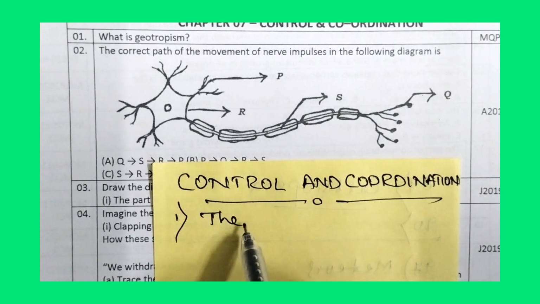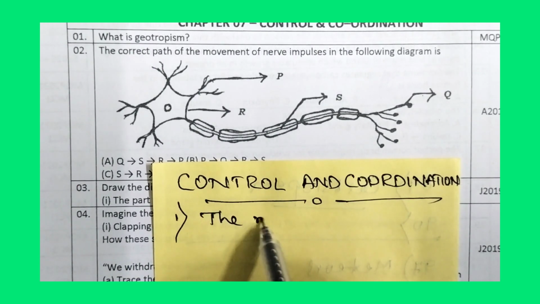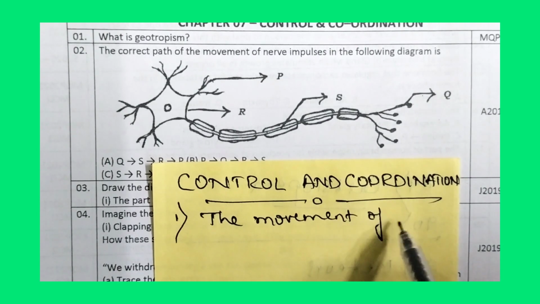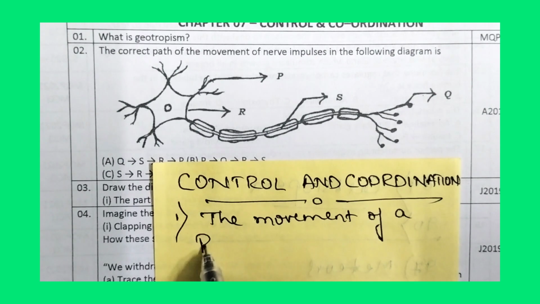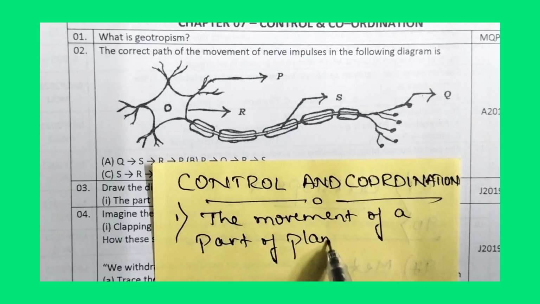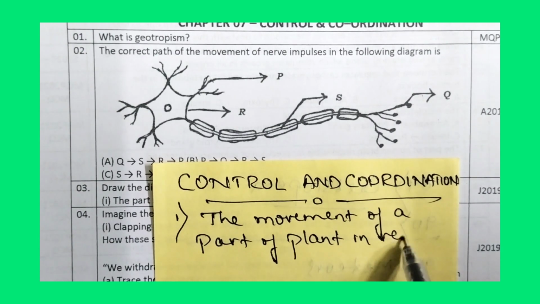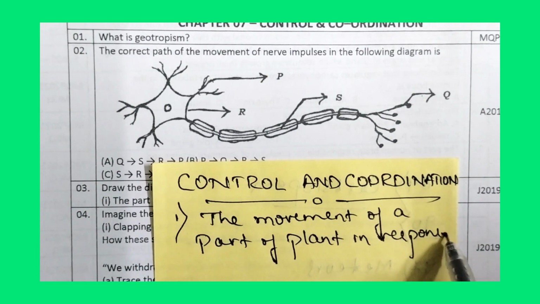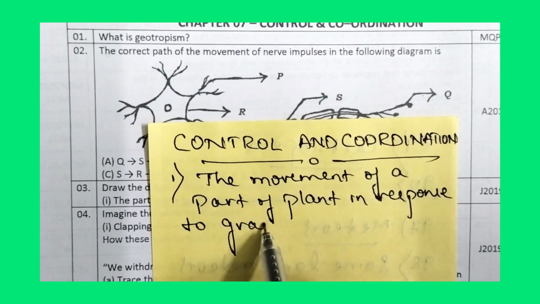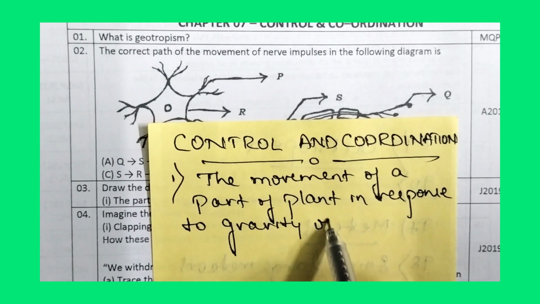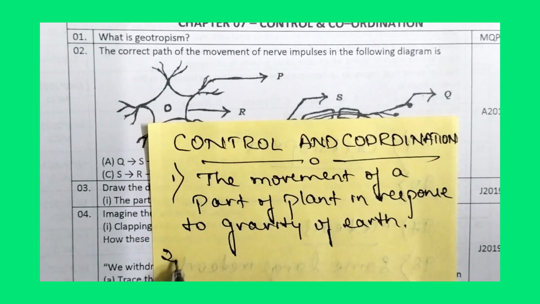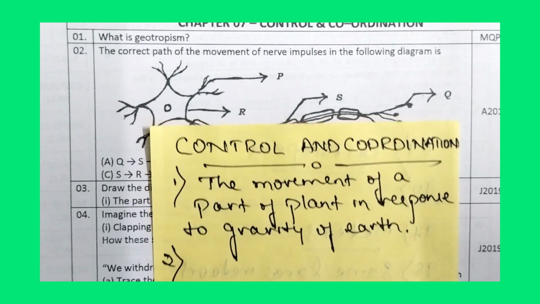The movement of a part of a plant in response to gravity of earth is called geotropism. Next, second question.